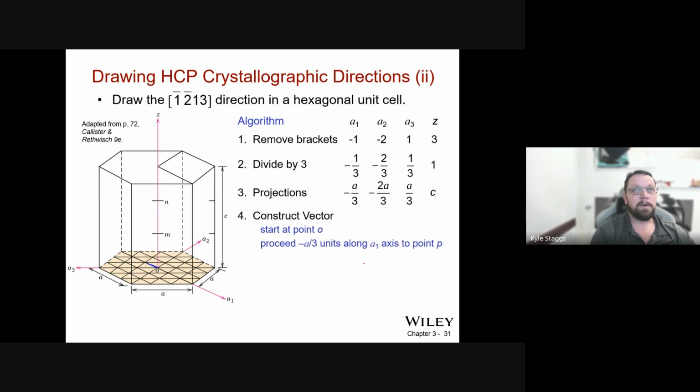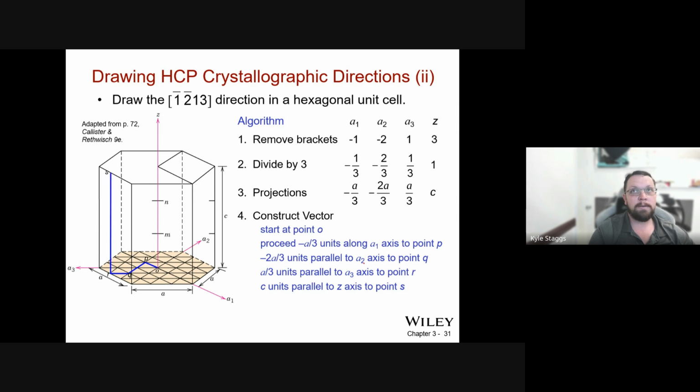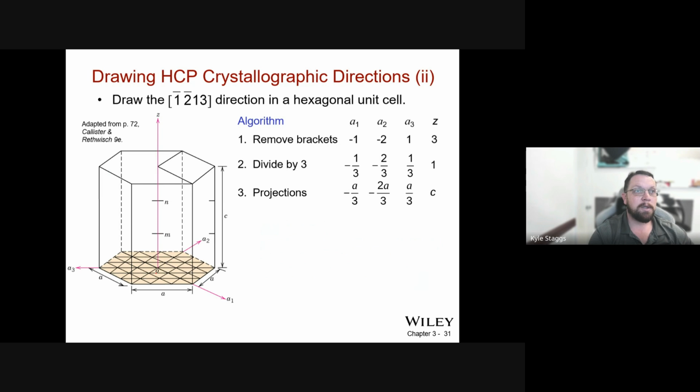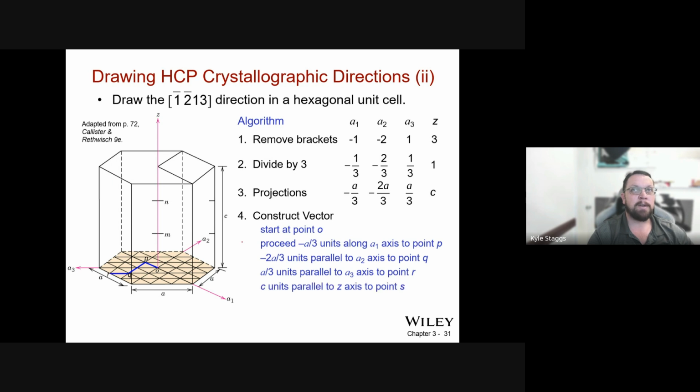So we put together the vector. We start at the origin and we go backward in a1, meaning away from the origin. I'm going to go through that again. We go backward, then we go -2/3 in a2, and then plus a/3, so 1/3 of a in the a3 direction.